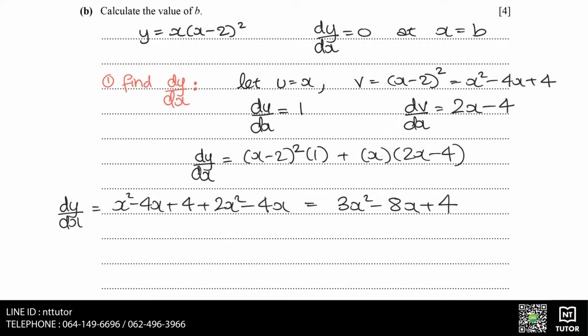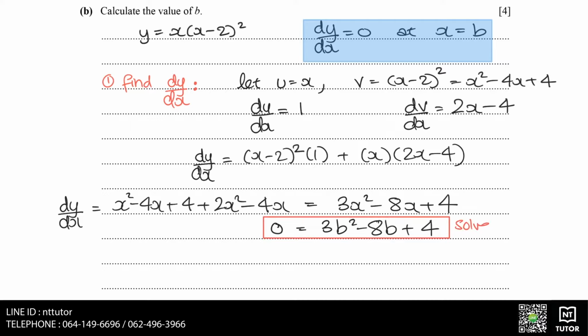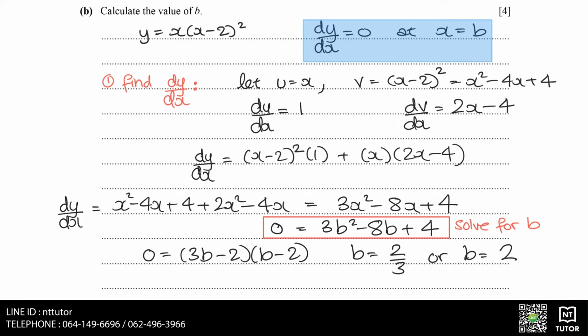We know that dy over dx equals 0 at x equals b. This means that 0 equals the expression with x substituted with b. And we can use this to solve for the x-coordinate of b. After solving by factorization, we get b equals 2 over 3 or b equals 2.